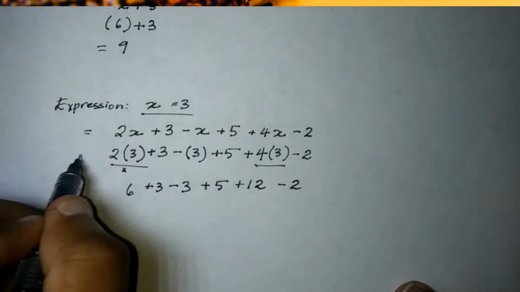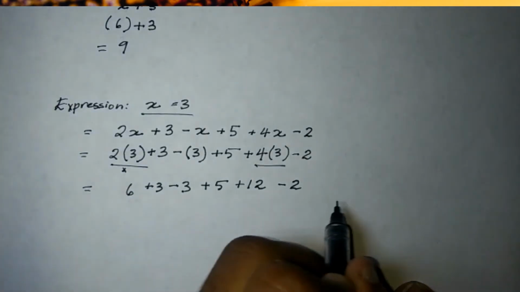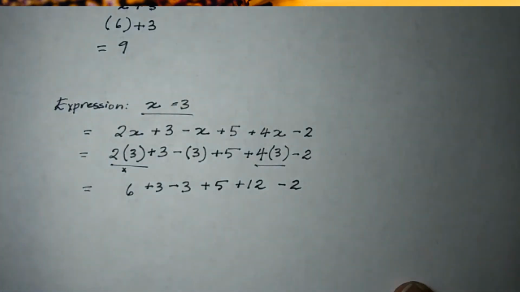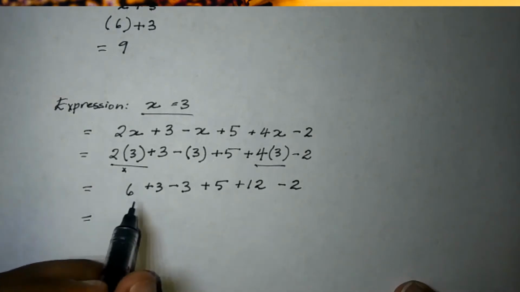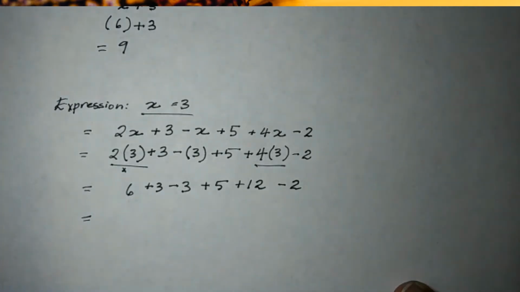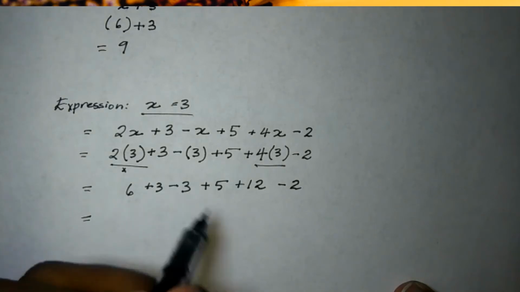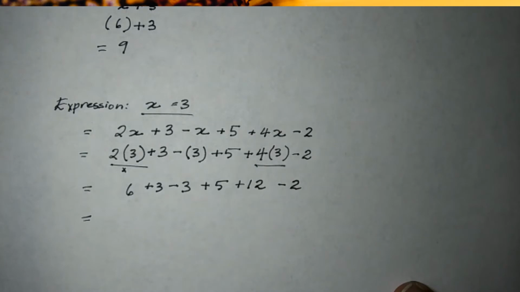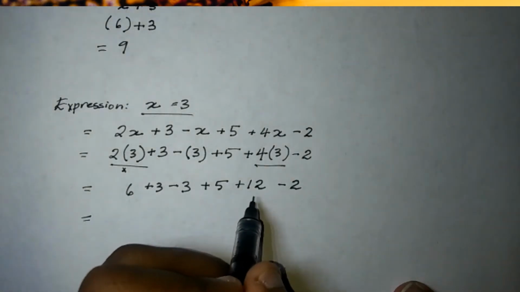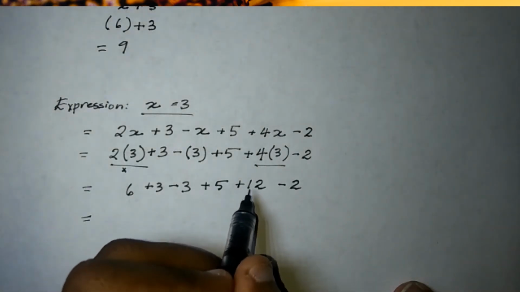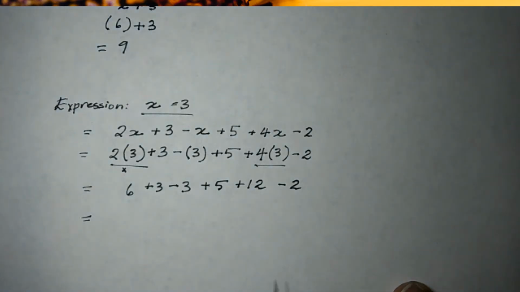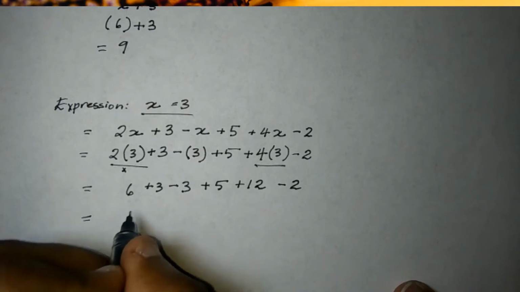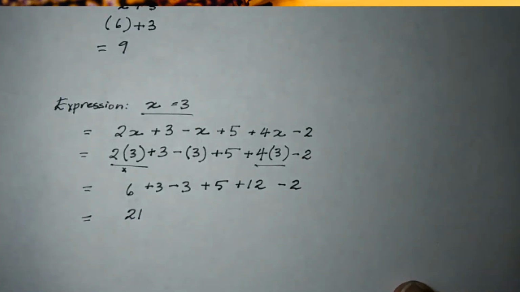Now, when I'm through, can I simplify the like terms? Well, they're all constants. So I can go through and see 6 plus 3 is 9. 9 take away 3 is 6. 6 plus 5 is 11. 11 plus 12 is 23. And 23 takes away 2 is going to give us 21. And that's it.